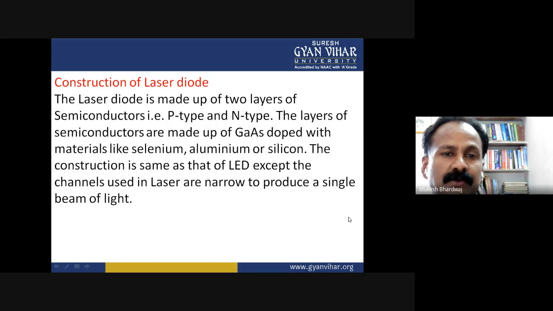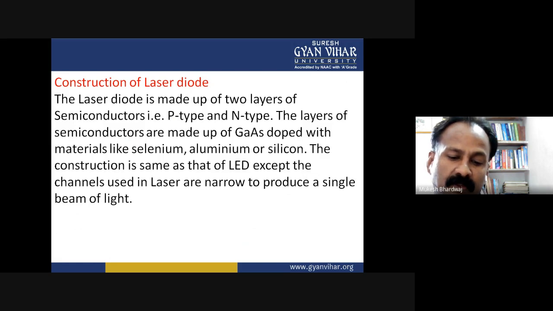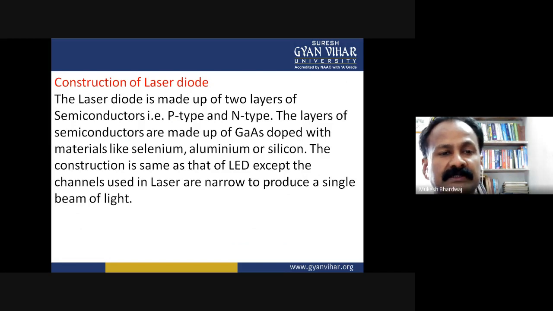Construction of laser diode. The laser diode is made up of two layers of semiconductors, that is P type and N type.